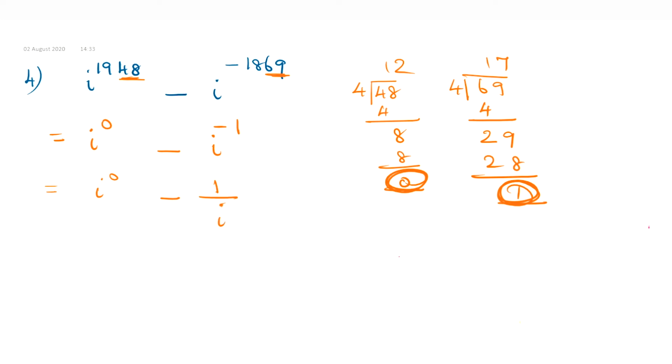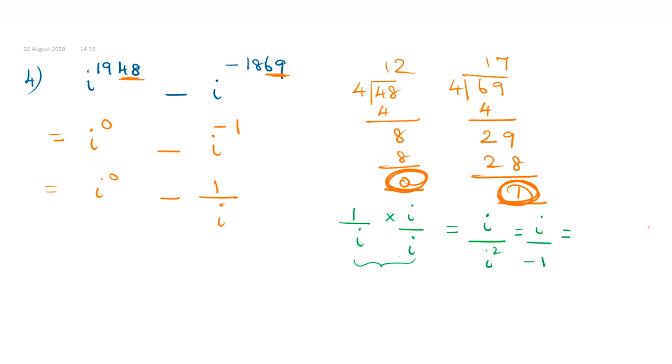1 by i. Whenever you are having 1 by i, we have to multiply and divide by this i. So i should not be in the denominator. Whenever you are having i in the denominator, you have to bring it to the numerator. So we have to multiply and divide by i. So what will you get? i by, here if you multiply these two, I will be getting i square. So this is equal to i by minus 1.